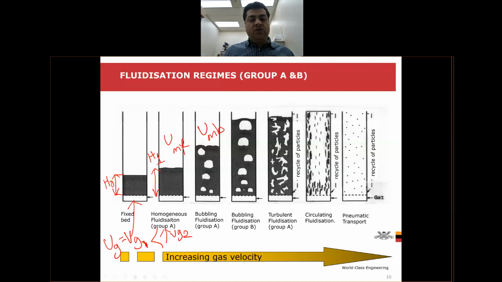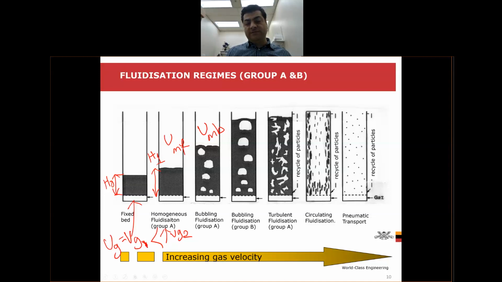But regardless of group A or group B, if you increase the gas velocity even more, you observe a kind of turbulent fluidization. In turbulent fluidization, the shape of the bubbles is not the shape that you see in the bubbling fluidization regime. The bubbles are kind of elongated, and you have a very intense mixing of the gas and solid. And if you increase the gas velocity even higher, you end up with a very fast fluidization condition, or we call it circulating fluidization.